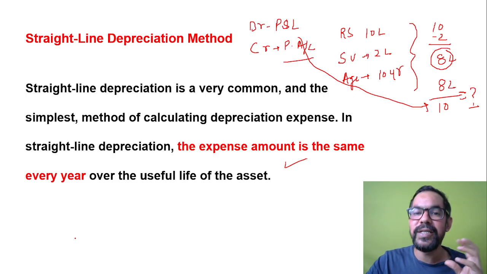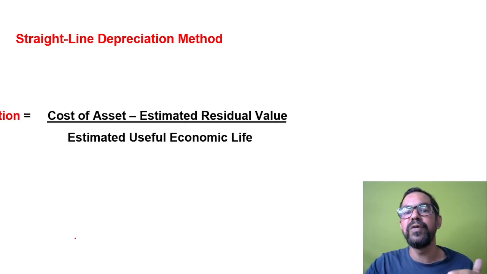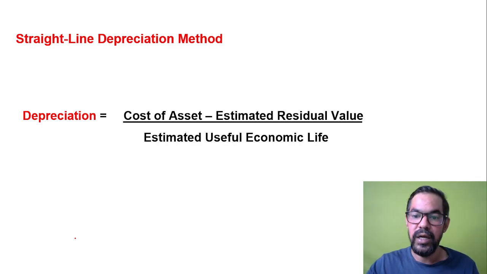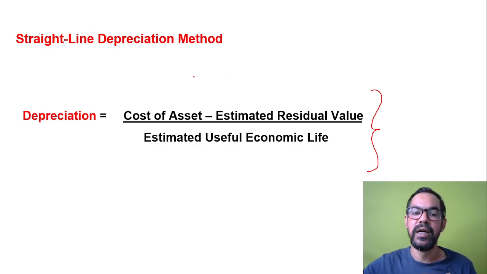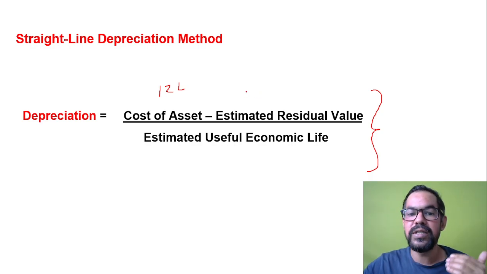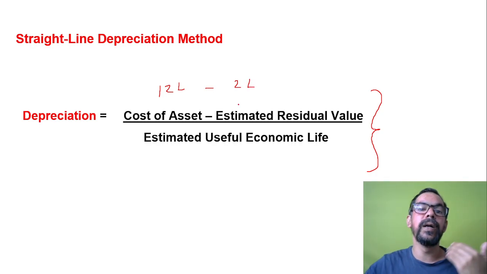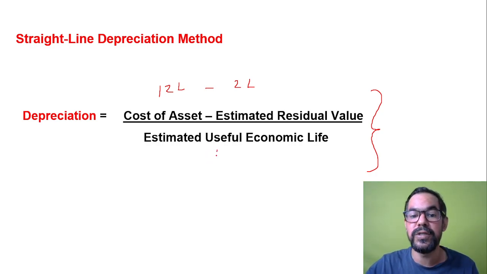I'll give you some examples that will give you more clarity about the straight line method. But before going to that, we have a formula to calculate it. The factors of the straight line method are the cost of that asset, suppose you buy an asset worth 12 lakh rupees, minus the estimated residual value or scrap value, suppose 2 lakh rupees, and the age, or economic life, of that machine, suppose 10 years.